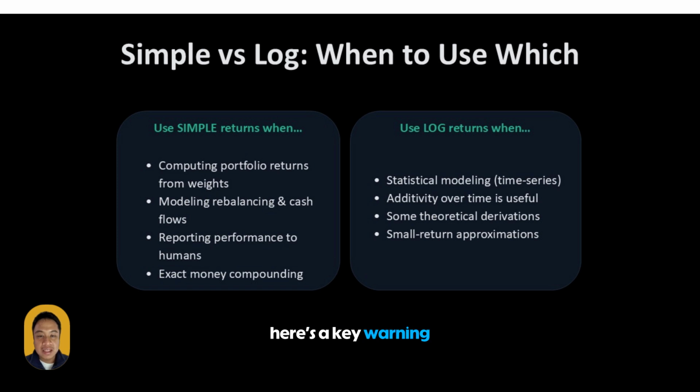But here's a key warning students need. Portfolio log return is not simply the weighted sum of asset log returns, except under approximations. If you want portfolio accuracy, compute simple portfolio return from weights. Then, if you want a log version, you can transform it afterward. Also, remember the approximation when R is small. So for monthly IHSG returns of a few percent, log and simple are close. For daily returns, they're extremely close. But for shock days, they can differ enough to matter.